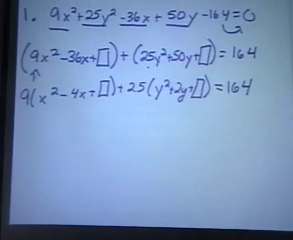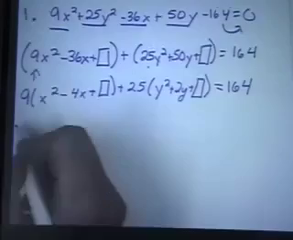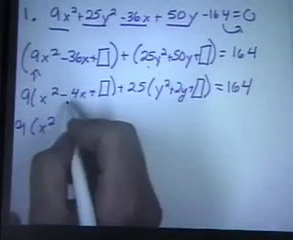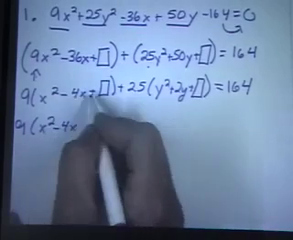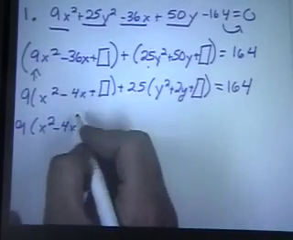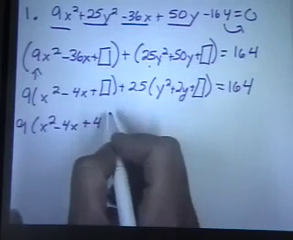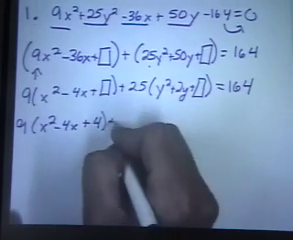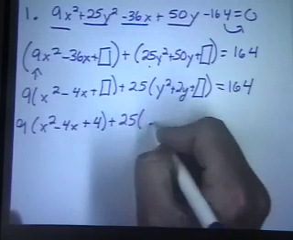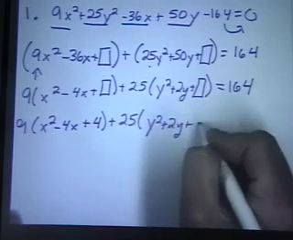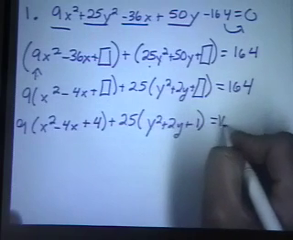Now I'm going to go ahead and complete the square inside the boxes. I'm going to have a 9 times x squared minus 4x; half of negative 4x is negative 2, and negative 2 squared is plus 4. That's how I completed the square there. Plus 25 times y squared plus 2y; half of 2 is 1, and 1 squared is 1, equals 164.